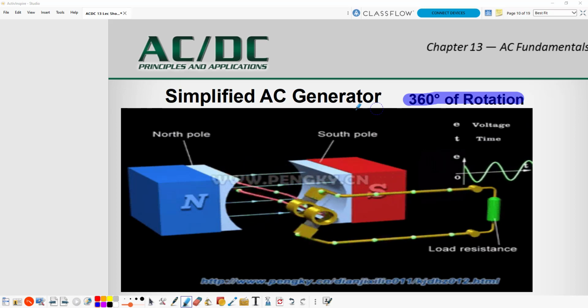Again, if we watch the wires here, you see that we're cutting a maximum number, then we move out, then we come back through, we cut a maximum number again. And the speed at which this coil of wire turns determines the frequency of our AC signal.